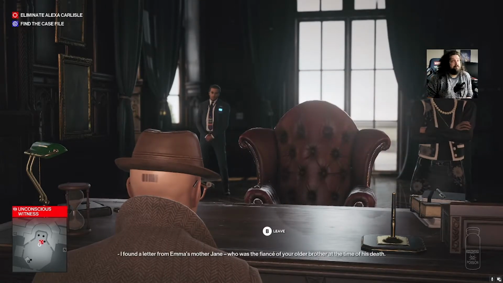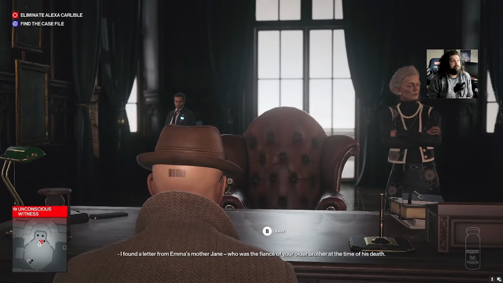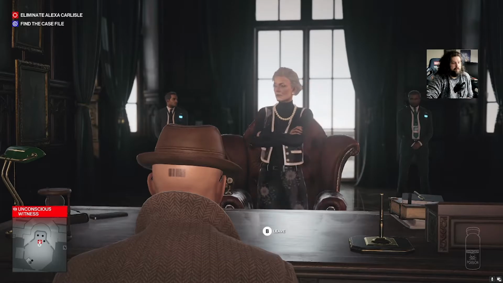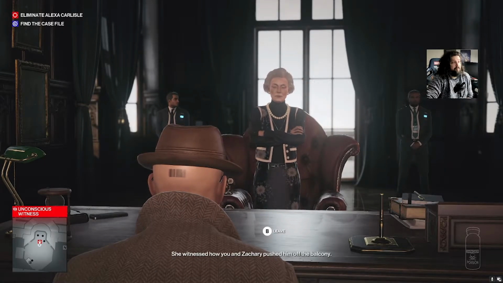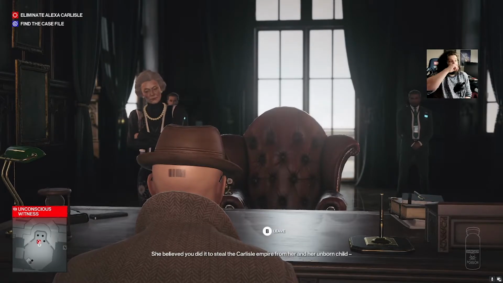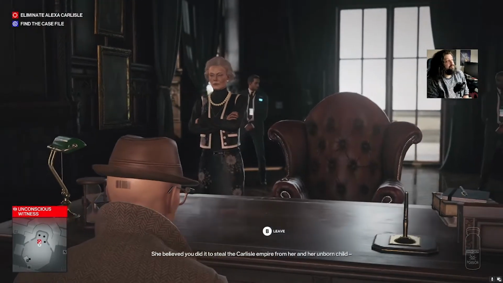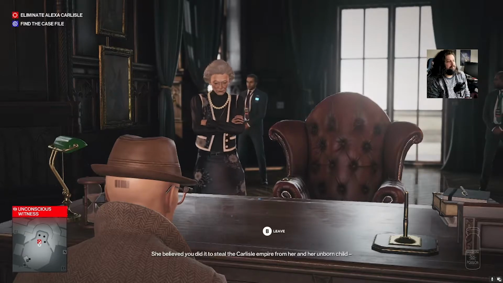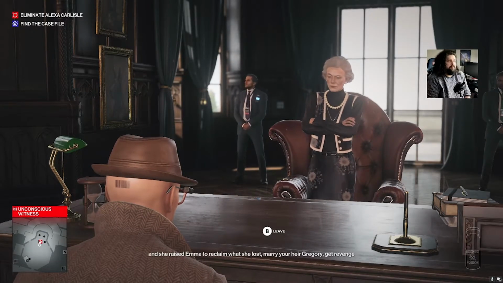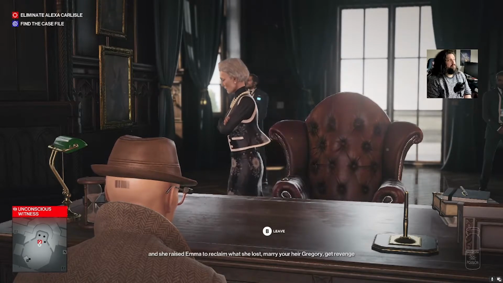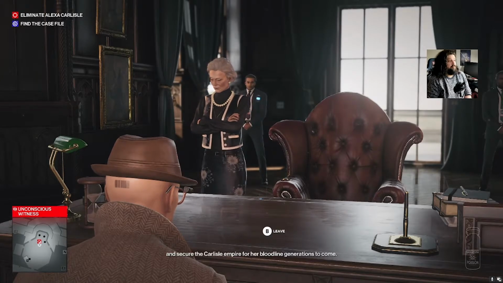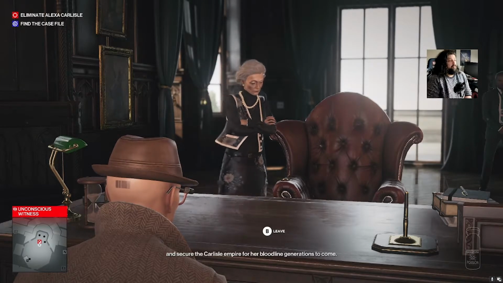I found a letter from Emma's mother, Jane, who was the fiancée of your older brother at the time of his death. She witnessed how you and Zachary pushed him off the balcony. She believed you did it to steal the Carlyle empire from her and her unborn child. And she raised Emma to reclaim what she lost, marry your heir, Gregory, get revenge, and secure the Carlyle empire for her bloodline generations to come.